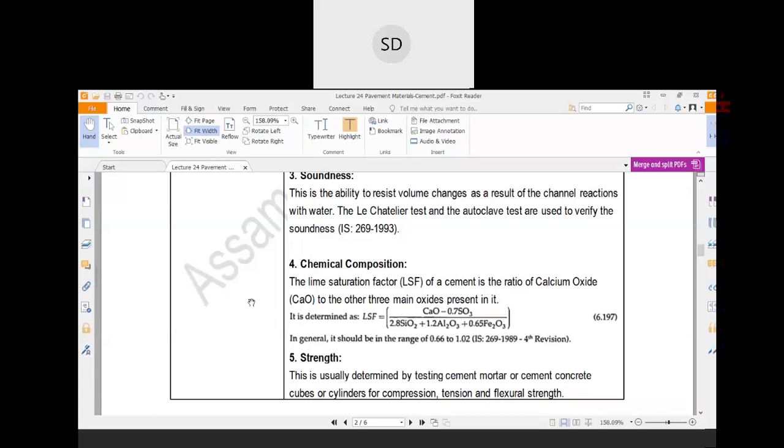Then another type of test is the chemical composition test. So the lime saturation factor of a cement is the ratio of calcium oxide to the other three main oxides present in it.